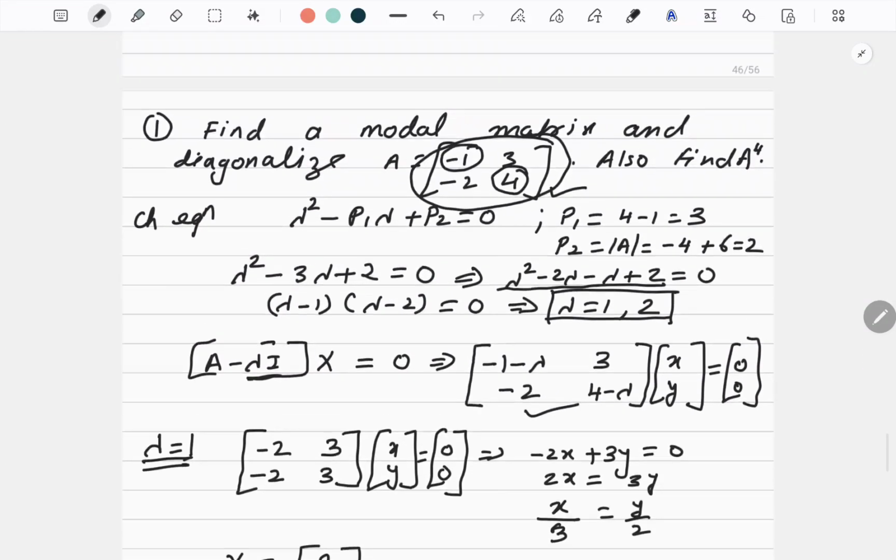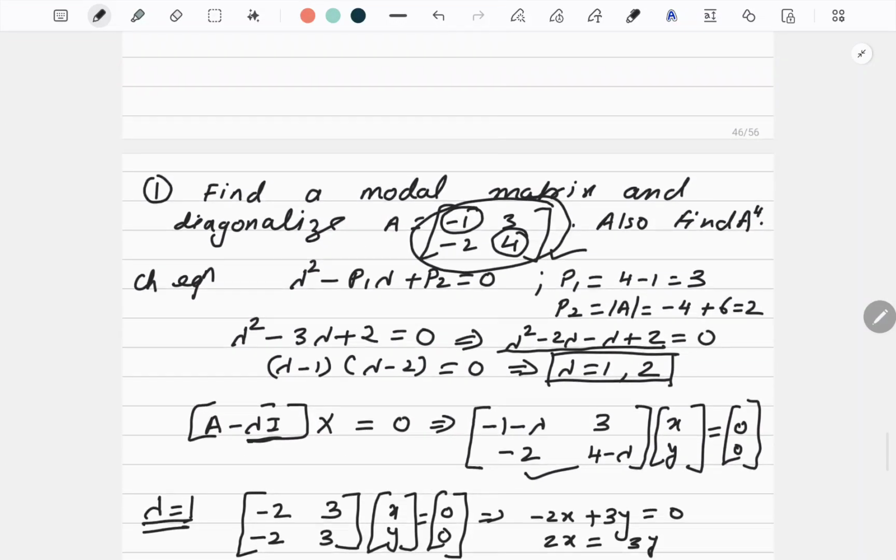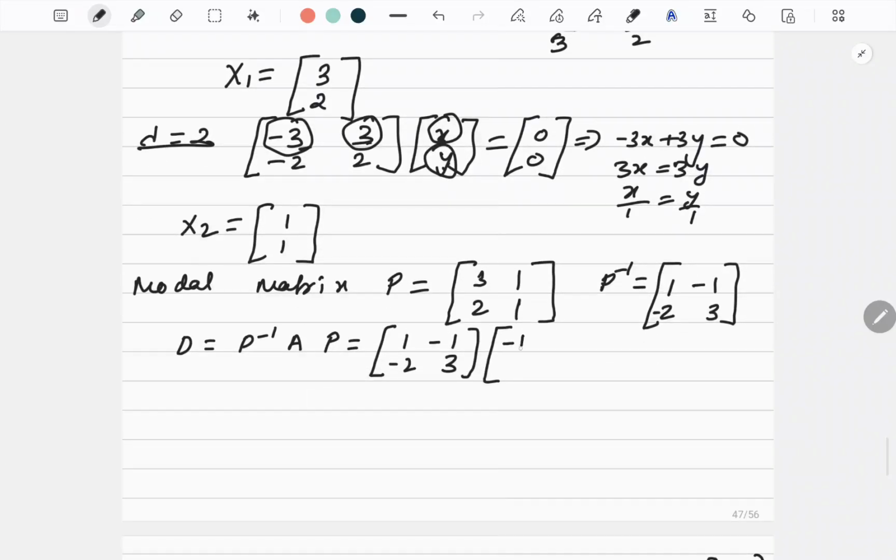Right? A means your question. So what was your question? Go back to the question. Minus 1 minus 2 3 4. So minus 1 minus 2 3 4. Okay. And then P inverse AP. What is P? P is 3 2 1 1.